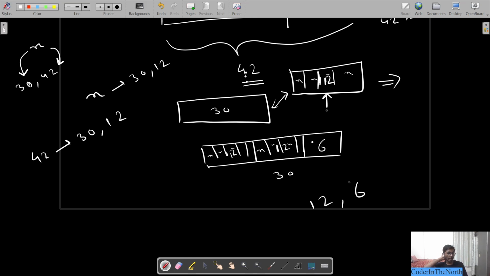Now I have to find such x which will divide 30 and 12. For 30 and 12, what we did: 30 can be filled up by two blocks of 12, and the remaining portion is of size 6. So now what is my subproblem? My subproblem is, now I have blocks of 12 and 6.